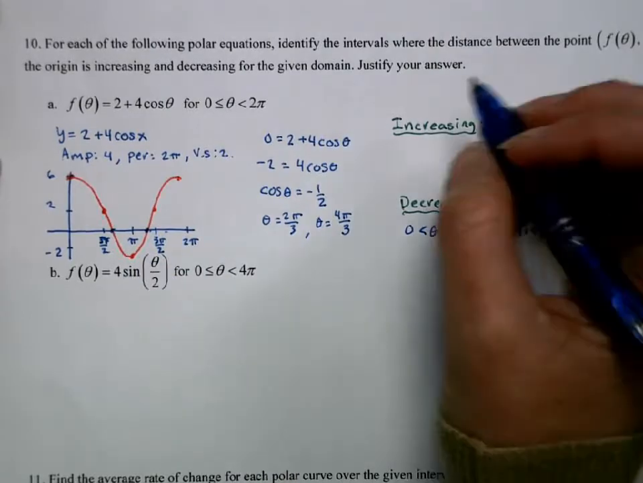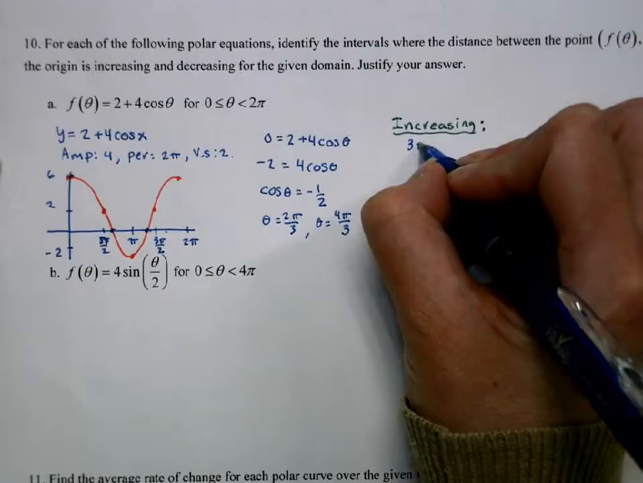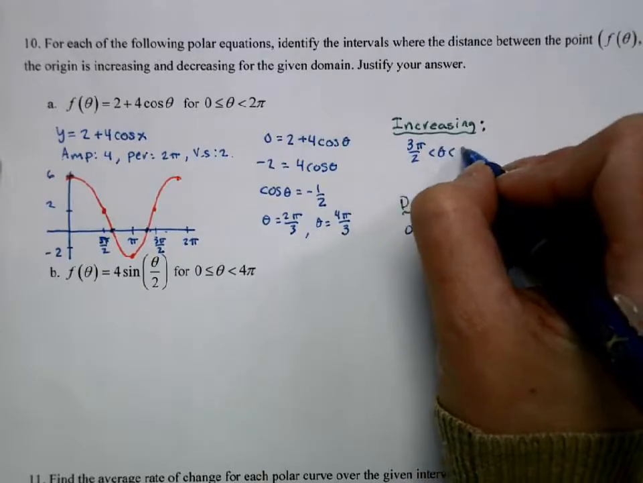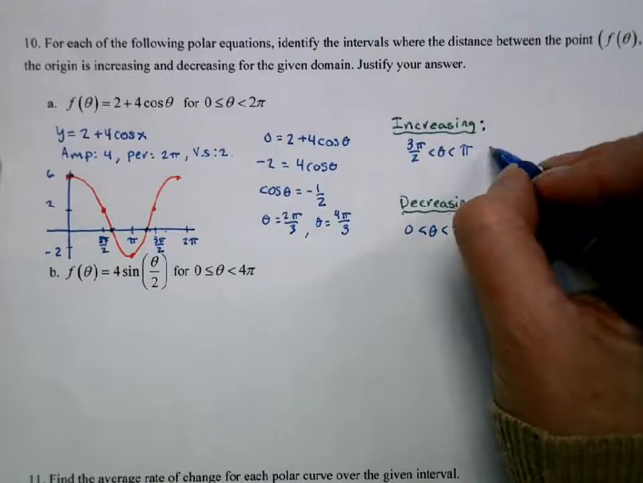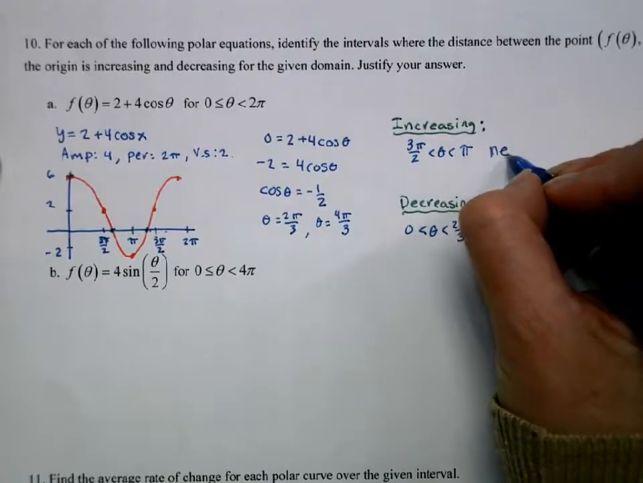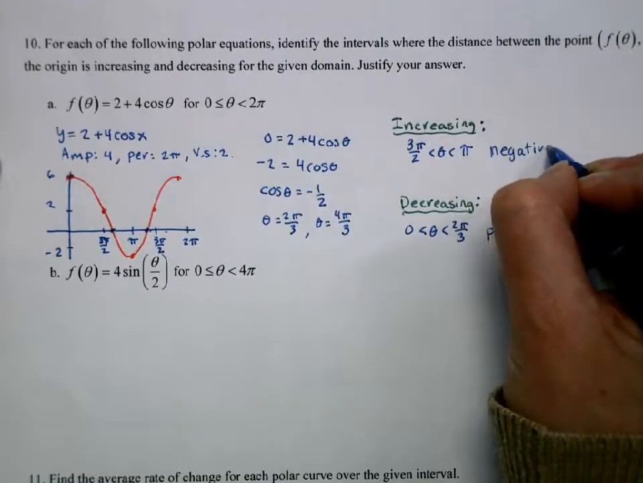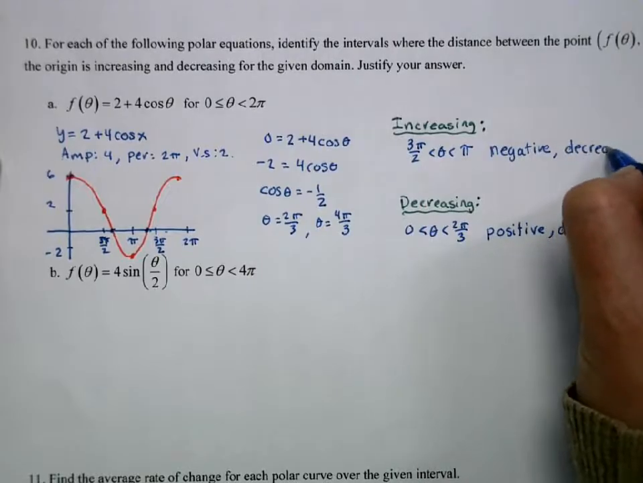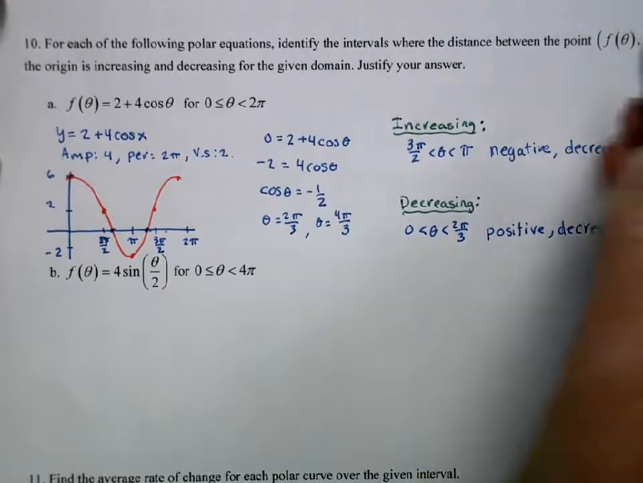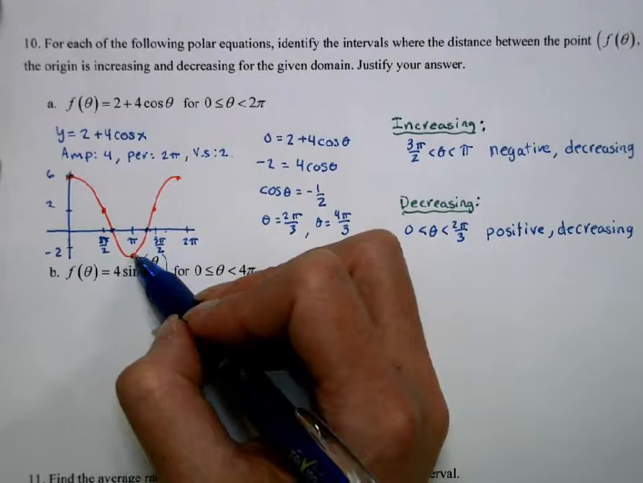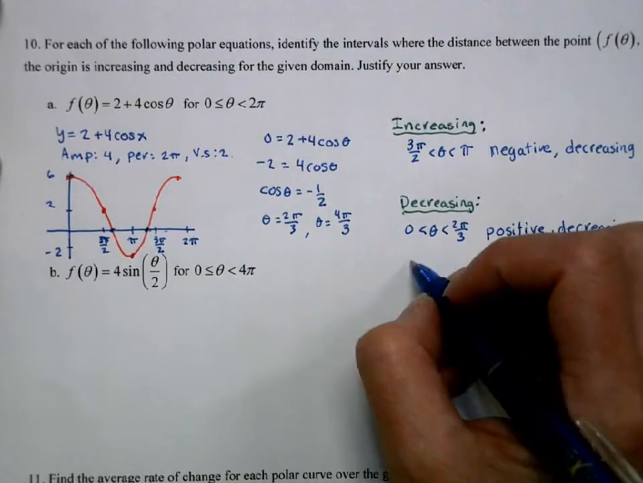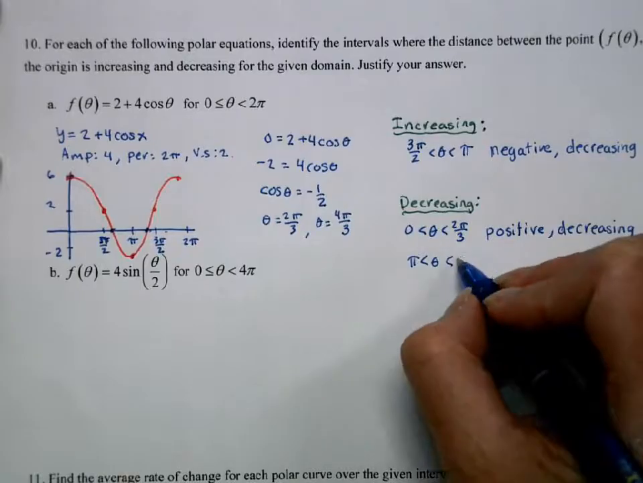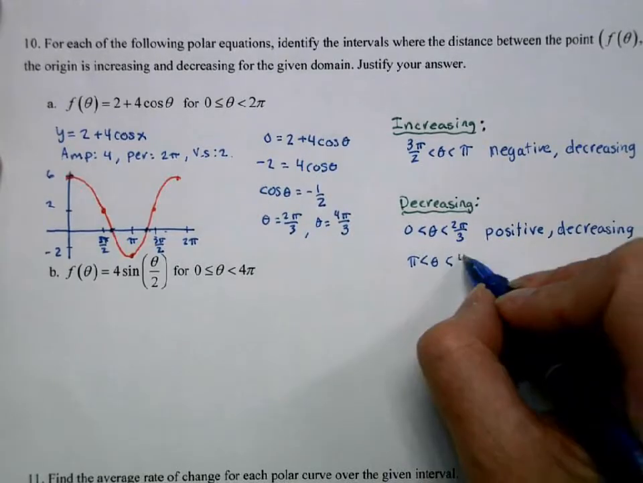Until pi, because our graph is negative and decreasing. Okay, then starting at pi, it's still negative, but now it's increasing, which means it's moving away. And that second point was 4 pi over 3. Our justification is because it's negative and increasing.